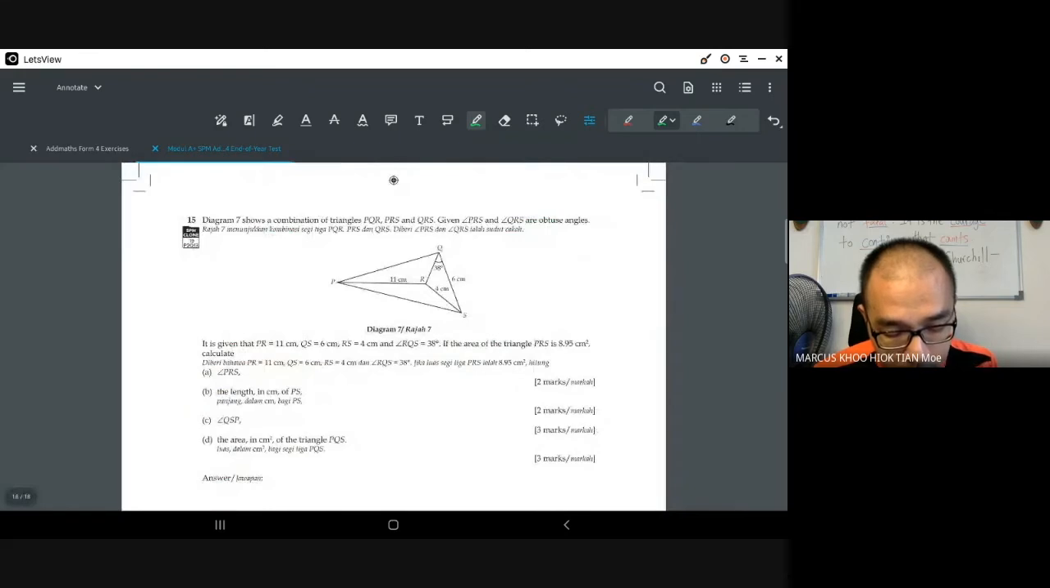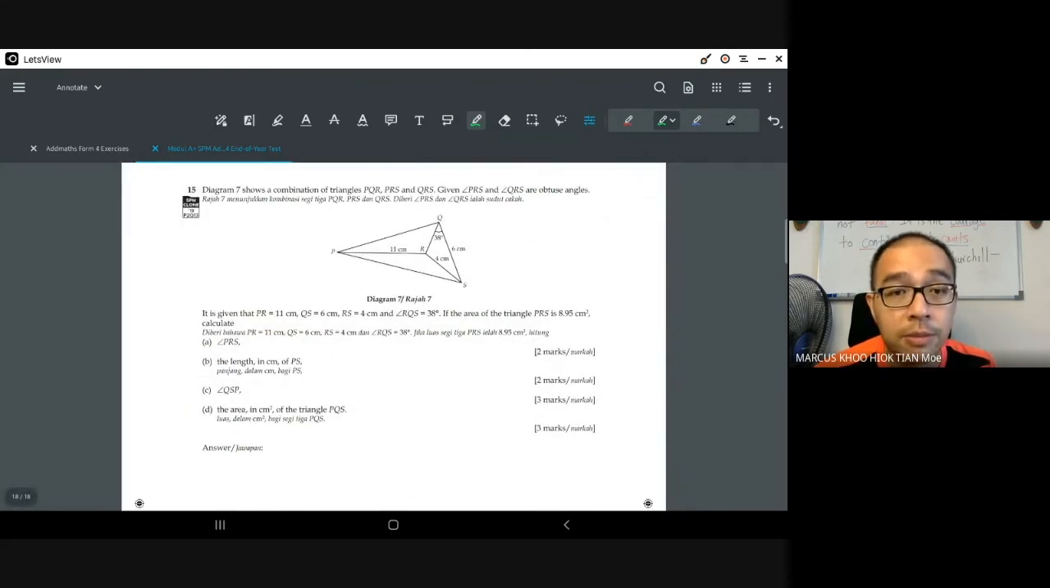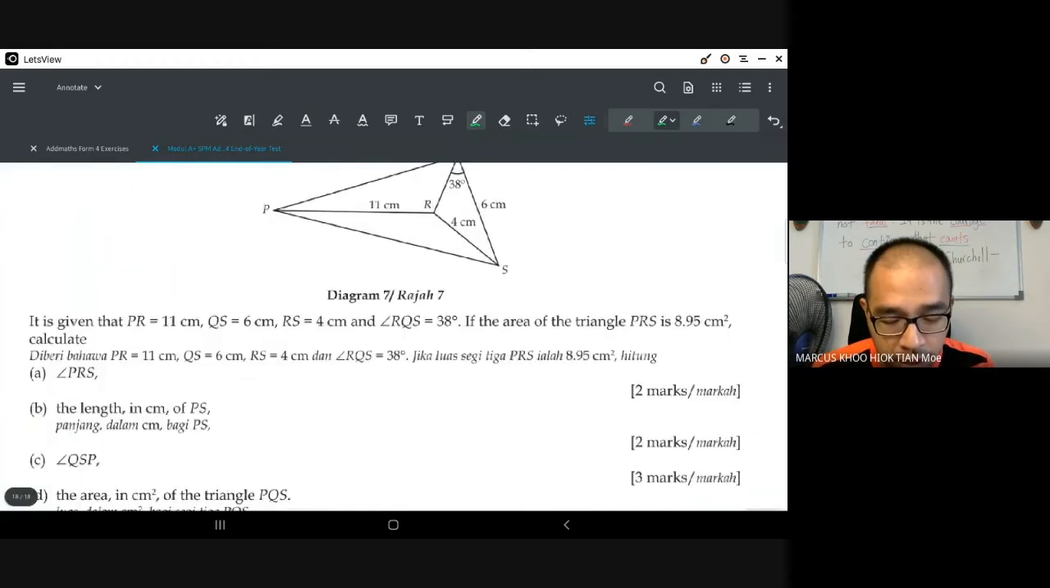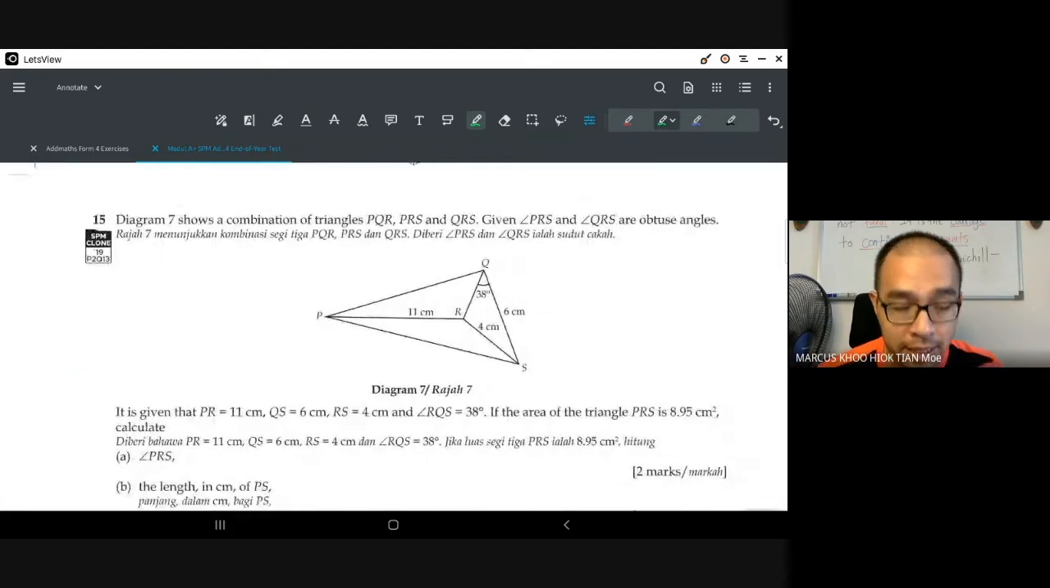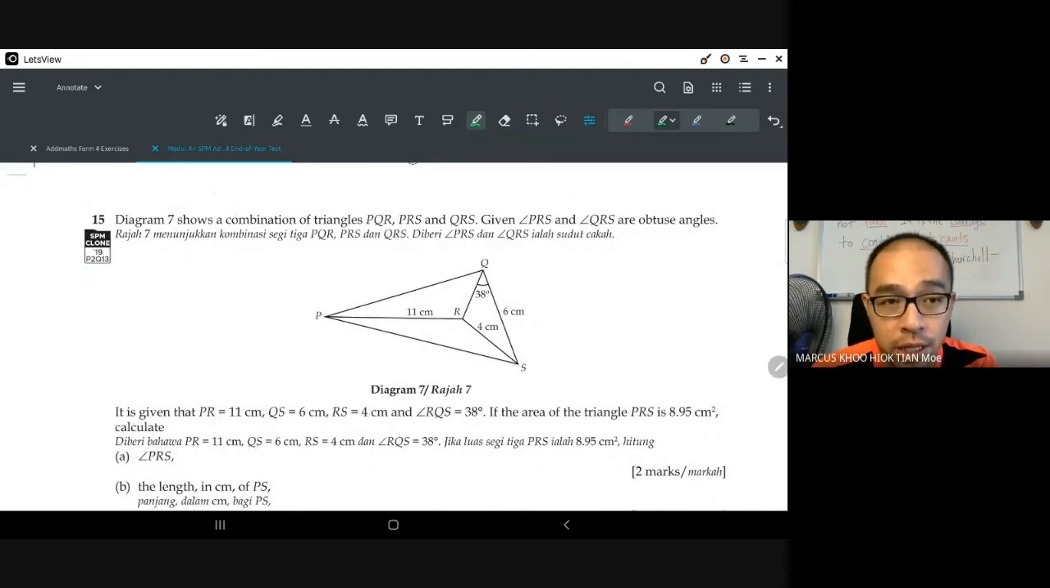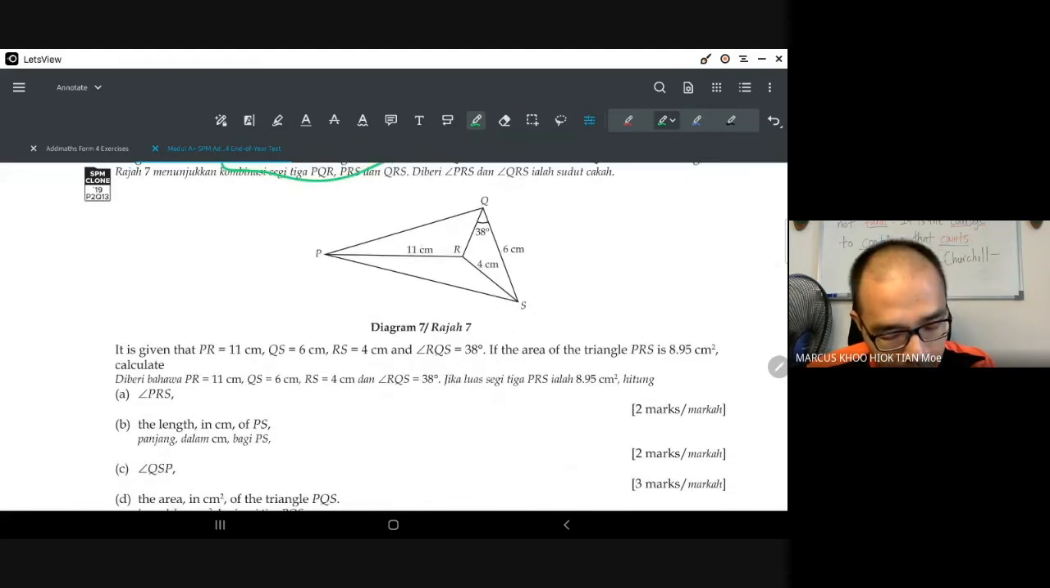All right, let's take a look at this diagram. Question number 15. Diagram shows a combination of triangles PQR, PRS, and QRS. What I want you to look at is that all three triangles are joined together. When I look at this, at first I thought it was a 3D diagram, but actually it is not. It is just three triangles stuck together. We need to be very careful with this. It doesn't say 3D diagram, this is just a combination of triangles.